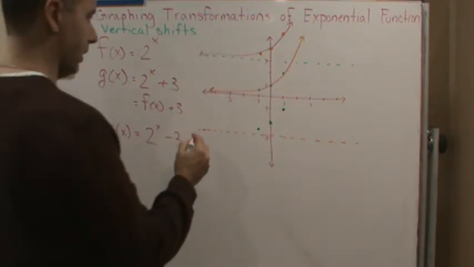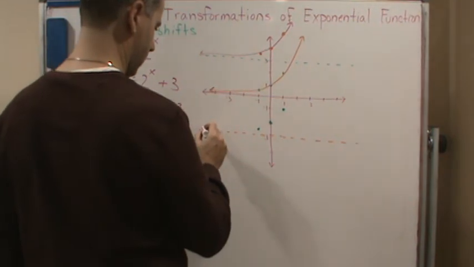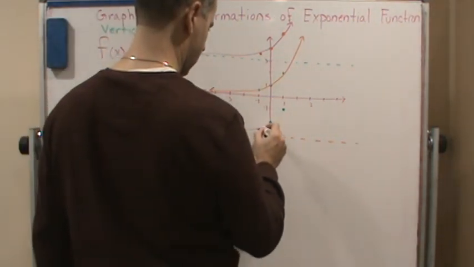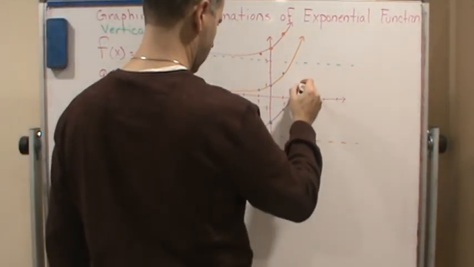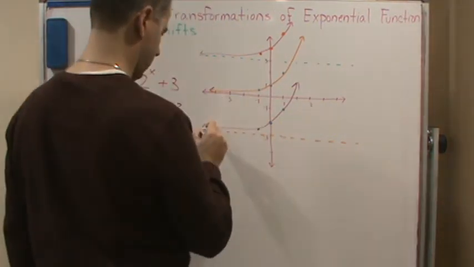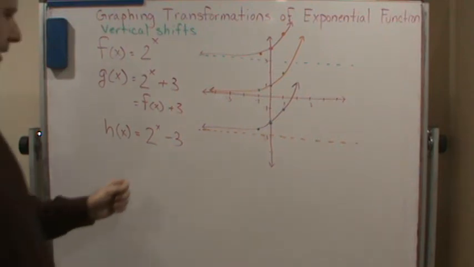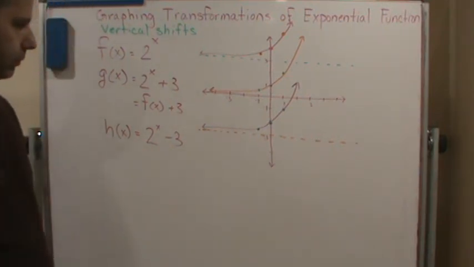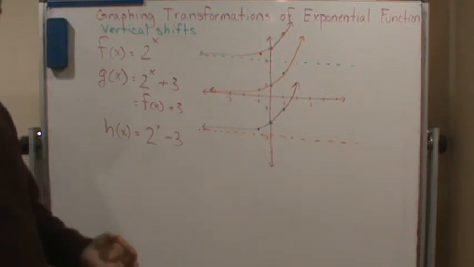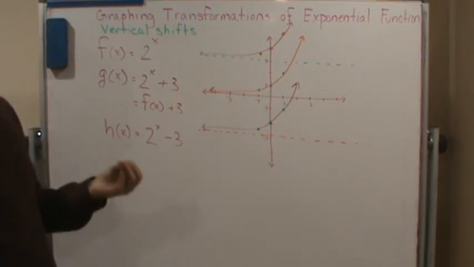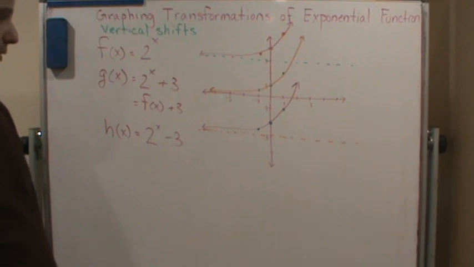And then, of course, the graph looks like that. In this case, h of x has a domain of all real numbers. The range is now from negative 3 to positive infinity. And the horizontal asymptote is at y equals negative 3.